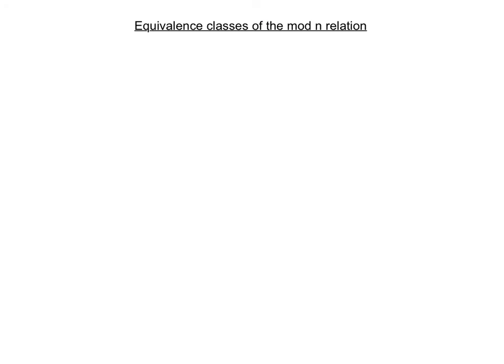Here we investigate the equivalence classes of the mod n relation. So first, a little bit of notation. We're going to let Z slash n be equal to the equivalence classes of the mod n relation. And if we put a number inside square brackets, that's going to be the equivalence class containing the number a. Okay, so what we're going to do is a little example here.